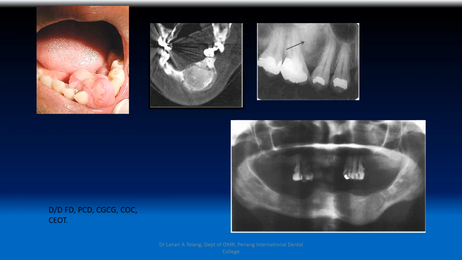The cemento-ossifying fibroma could also have a peripheral component to it with enlargement into the oral cavity. When this happens, you could have a differential diagnosis of fibrous dysplasia, periapical cemental dysplasia if the area is small, or central giant cell granuloma, or a COC or a CEOT.